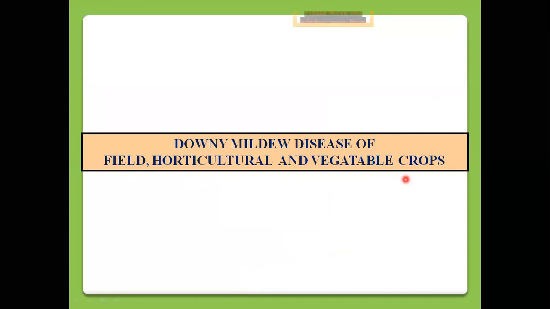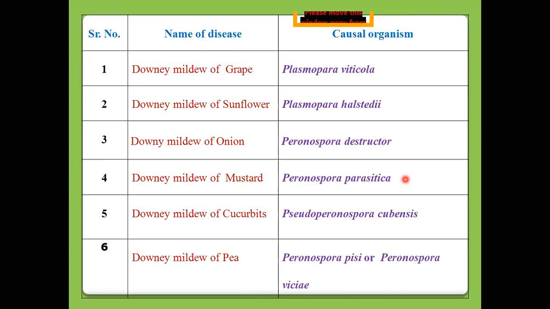In the last lecture, we already discussed the syllabus of this course. So in today's lecture, we discuss the downy mildew disease seen in field crops, horticultural crops, and also vegetable crops.